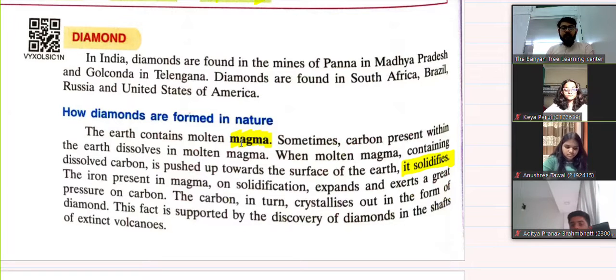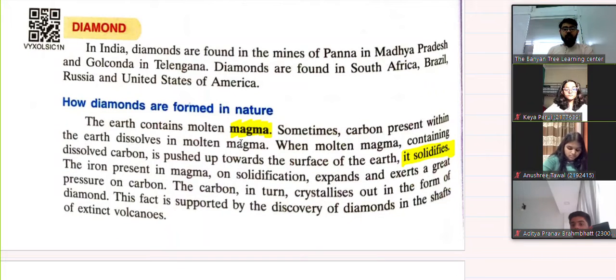So India में diamonds are found in the mines of Panna in Madhya Pradesh and the mines of Golconda in Telangana. Diamonds are also found in South Africa, Brazil, Russia and United States of America. There are diamond mines. Basically they used to be coal mines, but then by mistake or by chance somebody found a piece of diamond in the coal mines, and they kept on finding more such pieces of diamond, and hence the coal mine was then converted into a diamond mine.